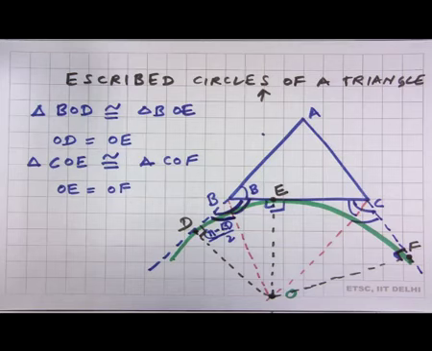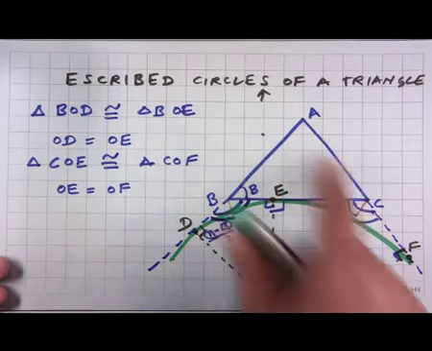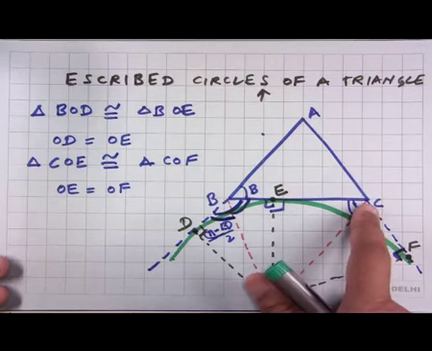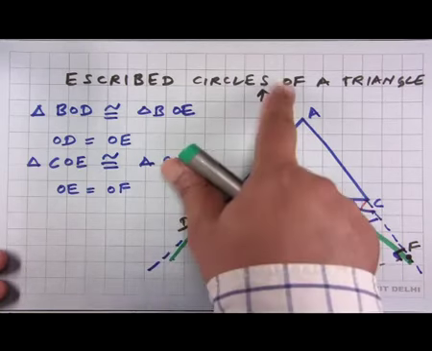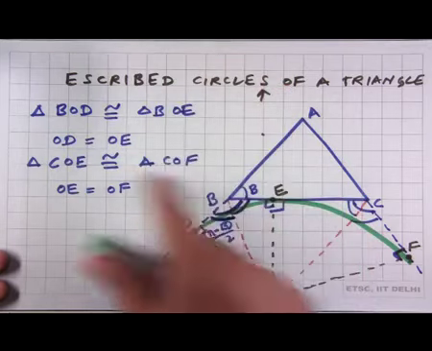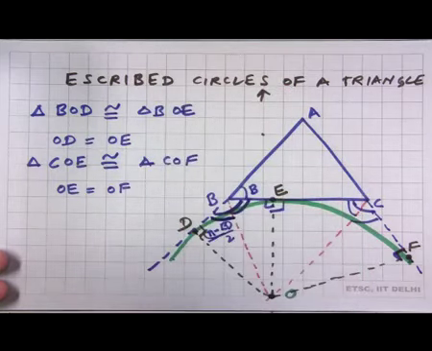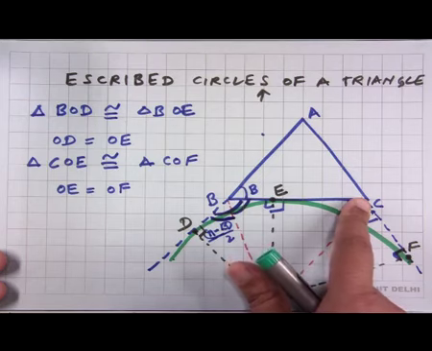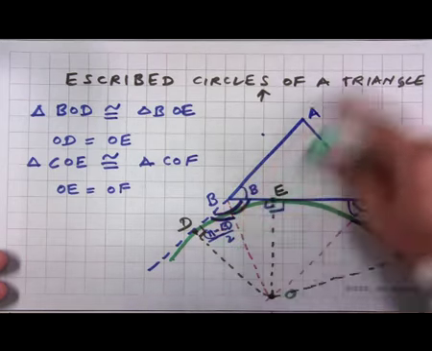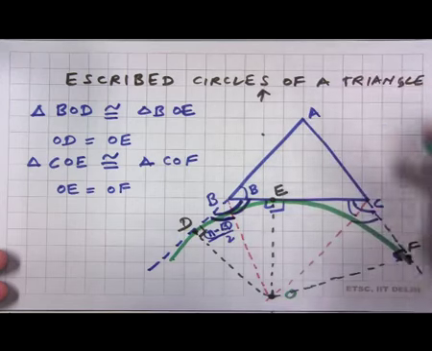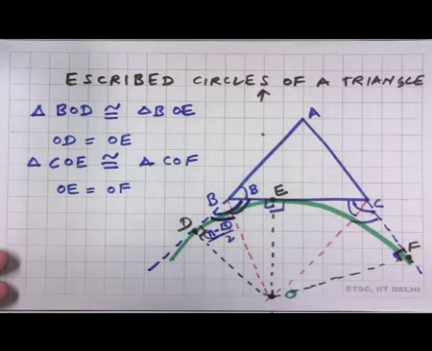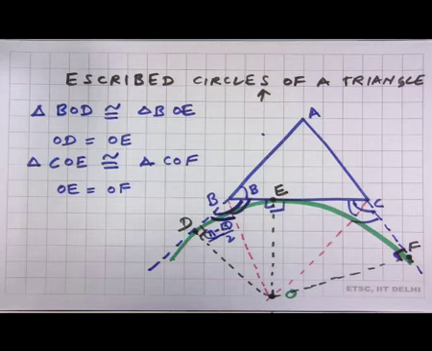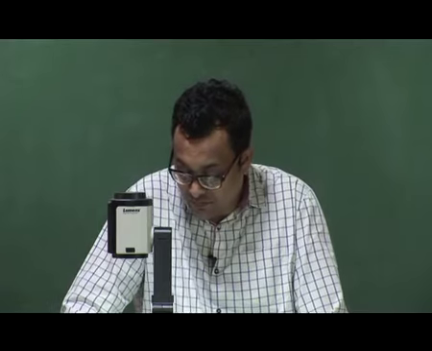And similarly, if instead of extending the lines AB and AC, we had extended the lines CB and CA and then made a circle here, then that particular circle would have been called the escribed circle opposite to angle C. And similarly, if we extend BA and BC, then we have another escribed circle here, which is the escribed circle opposite to angle B. So, therefore, a triangle has 3 escribed circles.